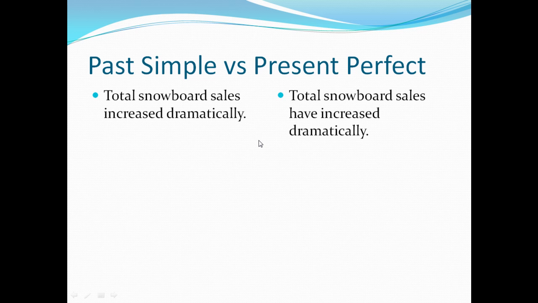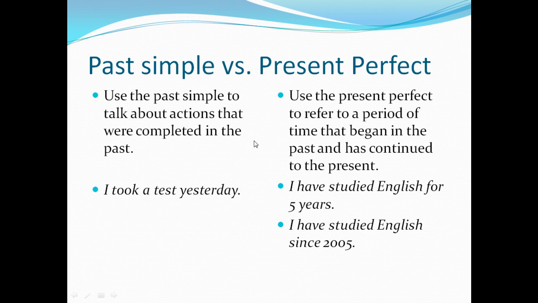There is an important distinction though. If we're using the past simple, then we're talking about actions that were completed in the past. I took a test yesterday. When we use the present perfect, we use it to refer to a period of time that began in the past and has continued to the present. I have studied English for 5 years. I have studied English since 2005.